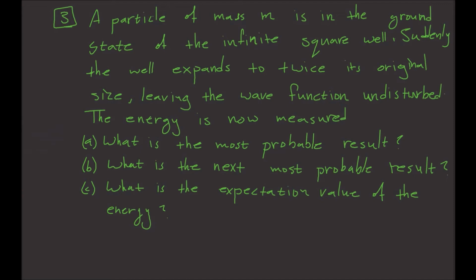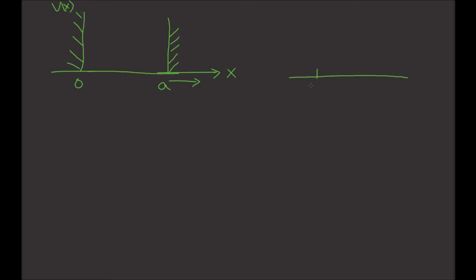Let's remind ourselves of the potential of the infinite square well. It looks something like that. This is x. It's infinite everywhere else, and it's 0 between 0 and a. This is V of x. So now all of a sudden this well expands from 0 to a, to 0 to 2a. The ground state, if you remember, looked something like that, and now the ground state after the expansion looks something like that.